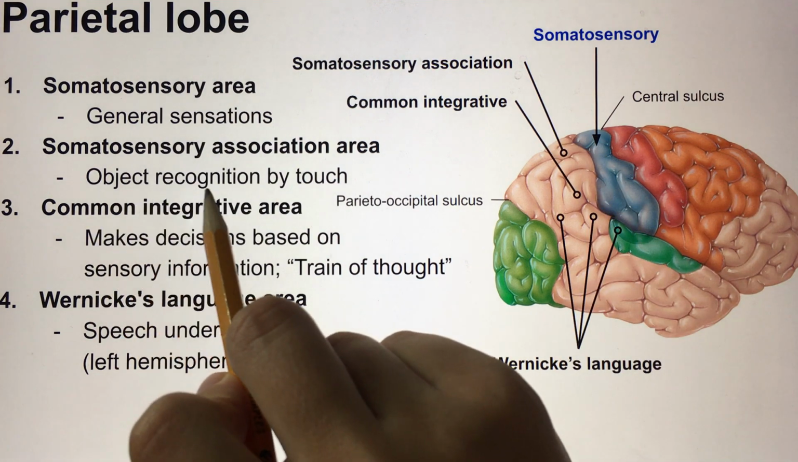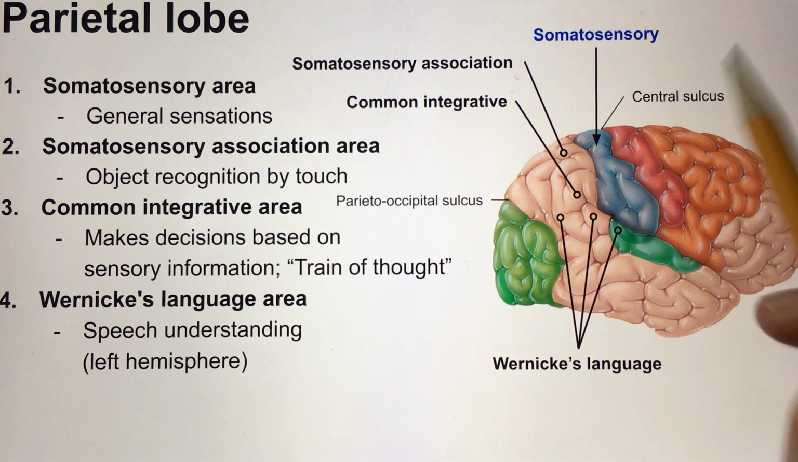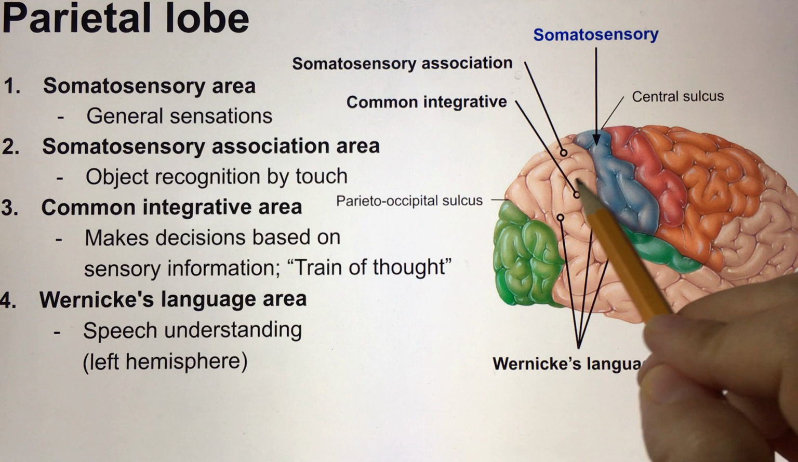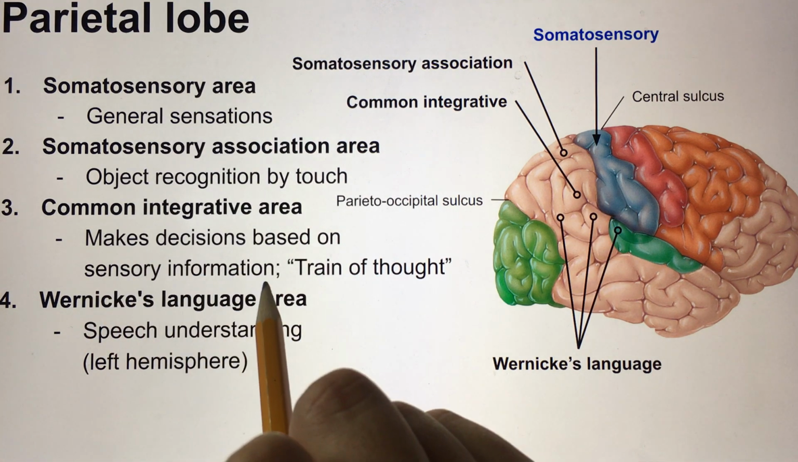Other areas in the parietal lobe involve the somatosensory association area. It's the recognition of objects by touching them, not looking at them, but touching them. The common integrative area is the area that makes decisions based on sensory information.